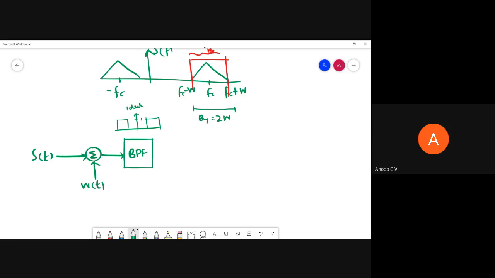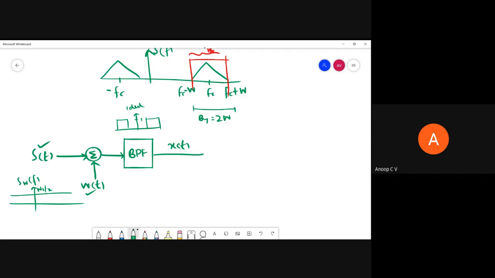After band pass filtering, the signal we can represent as X of t. This X of t will have a signal component as well as a noise component. So this white noise, if you remember, has a double-sided power spectral density equal to N0 by 2. So this is S_W of f.